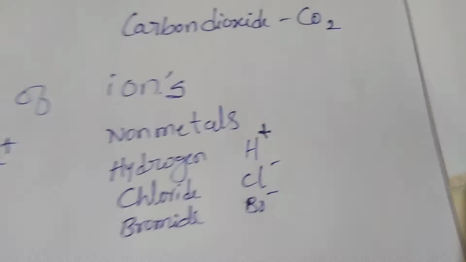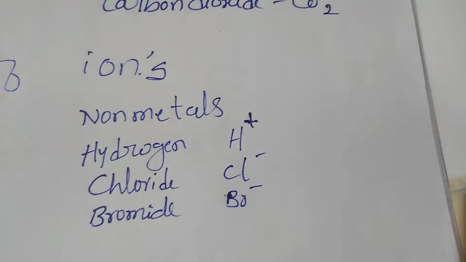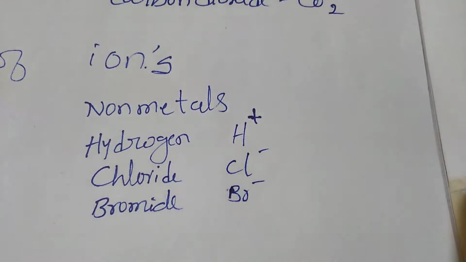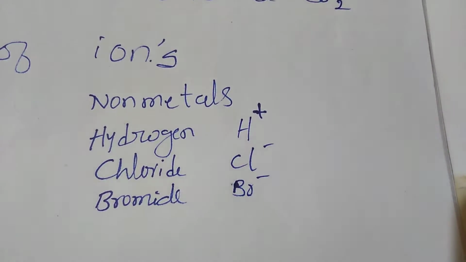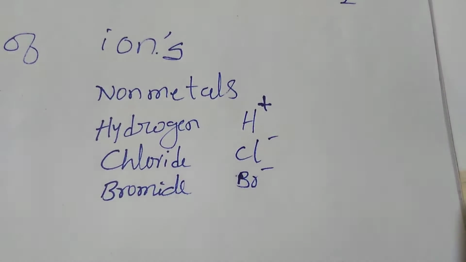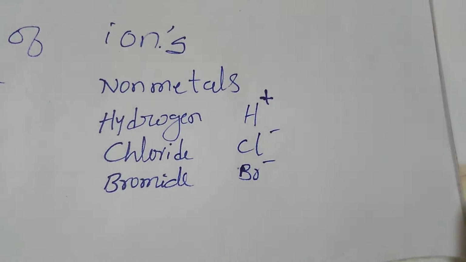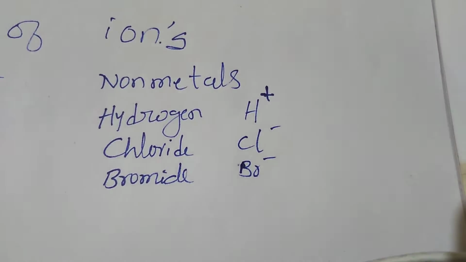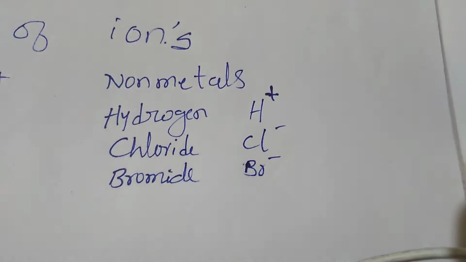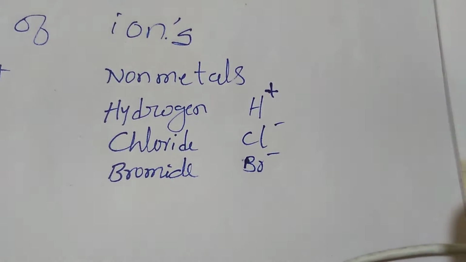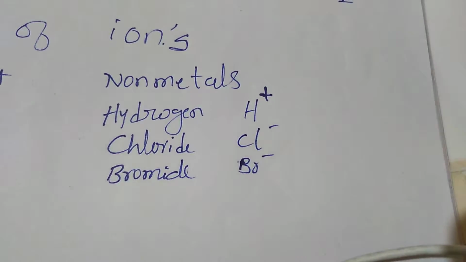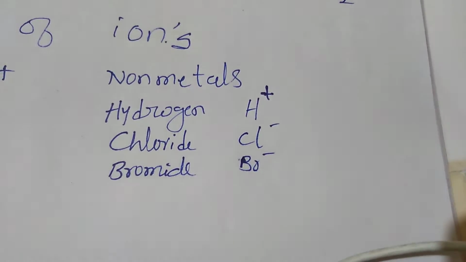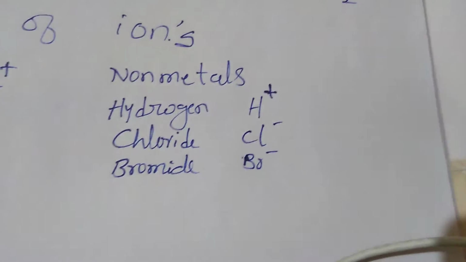When you come to non-metals like chloride and bromide, there is a minus. Chloride and bromide have negative charges. The negative charge shows that it is ready to take electrons. If no number is there, it is 1. Say Cl minus 1, Br minus 1; that 1 is not indicated, but you can decide that it is 1.